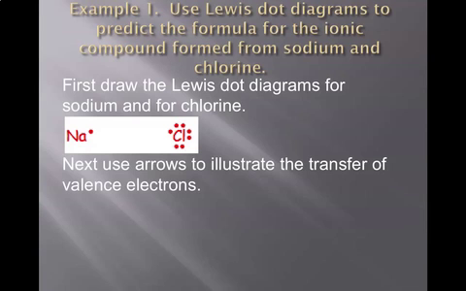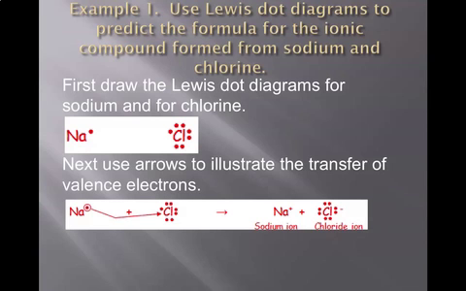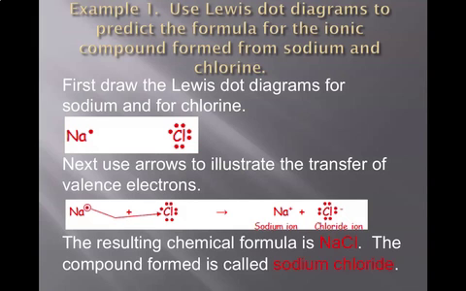So next we're going to use arrows to illustrate the transfer of valence electrons. We're going to go from the not so full to the very full. Okay, so that means sodium only has 1, it's going to lose it. Chlorine has 7, so it wants to gain 1, so it's going to pull that off. So then we have sodium, which is a +1, and chlorine, which is a -1, and we know that fits together. So the resulting chemical formula is NaCl, and that is called sodium chloride.